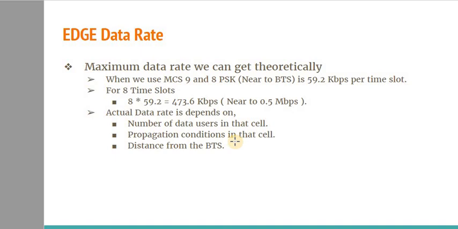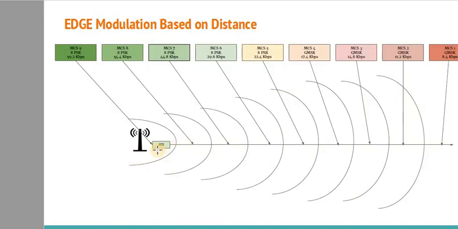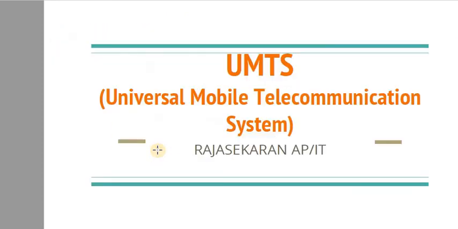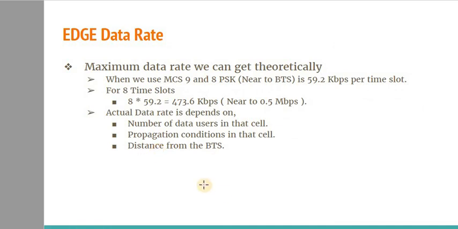meaning how many data users are in a particular cell, and the channel condition in terms of the signal to noise ratio, as well as the error conditions, noise conditions, and distance from the BTS. So you can see, if I am at more distance from the mobile station, I will get a lower data rate and errors are high. So this is all about GPRS and EDGE technology.